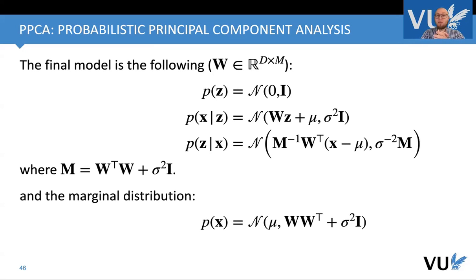So this is the final model, and it is called probabilistic principal component analysis. It shares a lot with principal component analysis, but we will use this probabilistic PCA, or pPCA, to extend it to non-linear dependencies. If we have a linear dependency, you can say that a single neural network with a single linear layer is probabilistic principal component analysis.